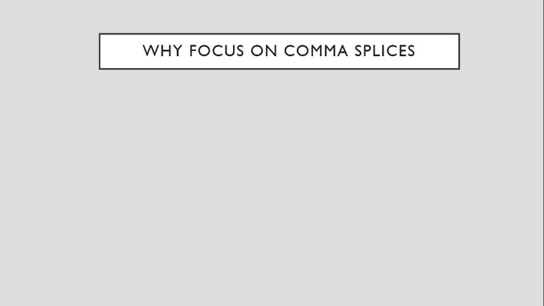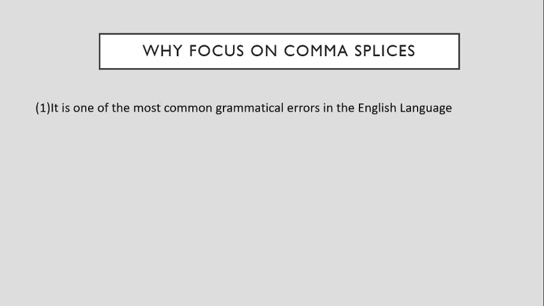The first thing I want to talk about is why we should focus on comma splices when we talk about grammatical concepts and grammatical errors and how to fix them. So I have two basic reasons for focusing on the comma splice. The first is that it is one of the most common grammatical errors in the English language. It is incredibly common. And once we start looking for it, we start to find it in all different kinds of formats and sources.